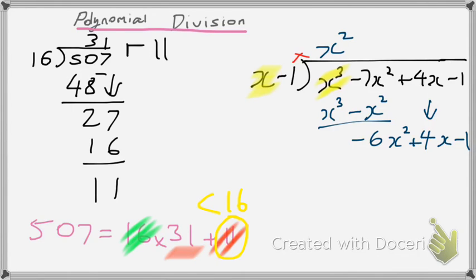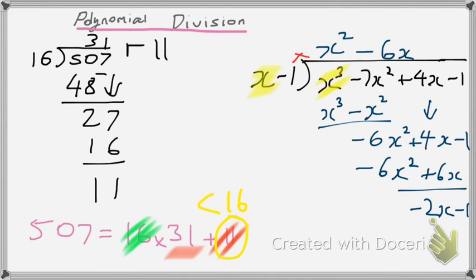So then I start again. How many times does x go into minus 6x squared? So that's minus 6x times. Multiply through. Subtract. So that becomes minus 2x minus 1. How many times does that go in? Minus 2 times. Multiply through. So minus minus becomes plus. Subtract. So that gives me remainder minus 3.